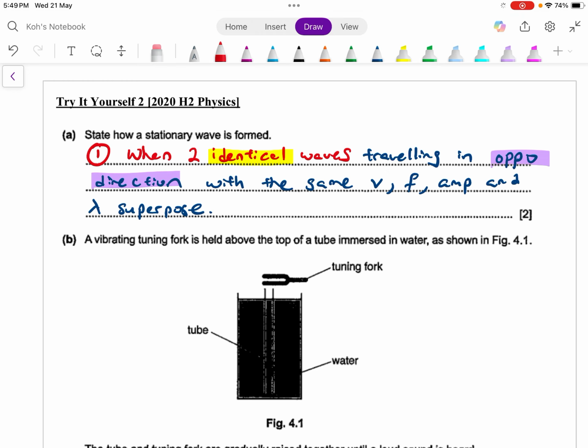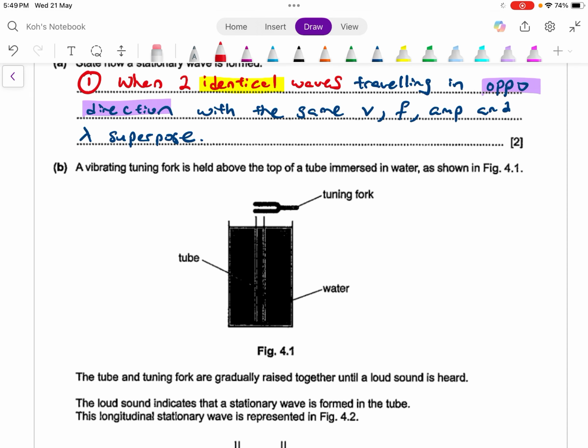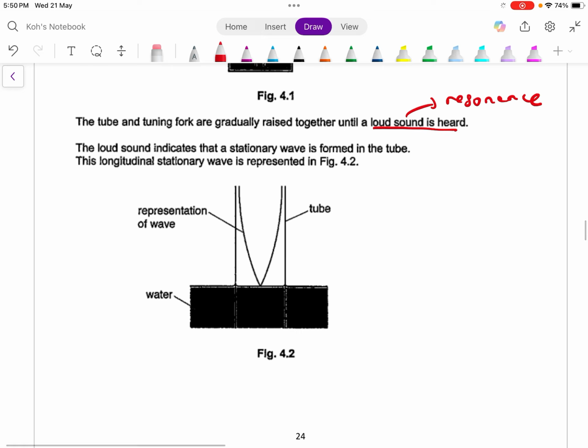Okay, so for part B, a vibrating tuning fork is held above the top of a tube immersed in water. The tube and the tuning fork are gradually raised together until a loud sound is heard. When you hear a loud sound, it means resonance occurs, and of course a stationary wave is formed. So the loud sound indicates that a stationary wave is formed in the tube, and this longitudinal stationary wave is represented in this figure 4.2.